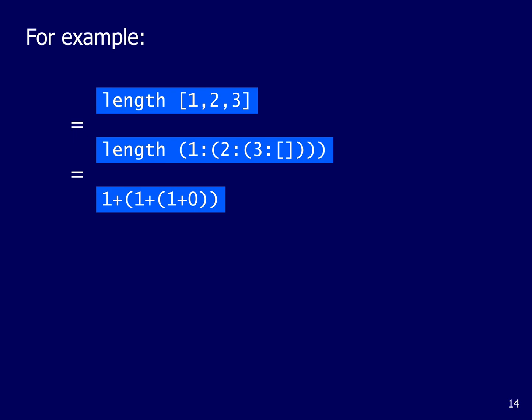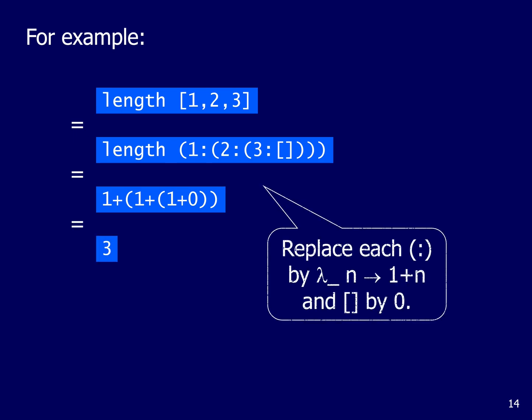Well, it's easy to see what's happening with the empty list. So the empty list at the end is simply being replaced by 0. That was the base case of the definition. And then what's happening to each colon? Well, what's happening to each colon is it's being replaced by the function which simply adds 1 to whichever its second argument is. So it's kind of replacing each colon by 1 plus. And that's what's captured in the brackets here.